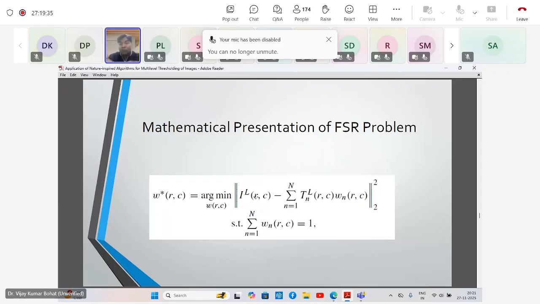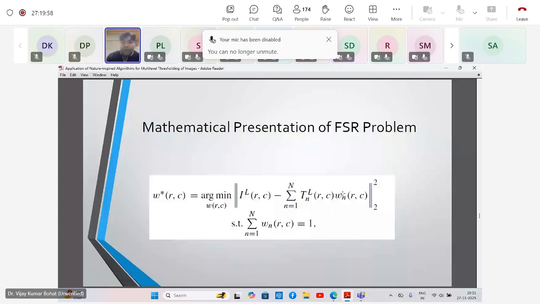So our job is to find the weights in such a way that with the help of all training images, we are able to create the input low resolution image. The constraint is that the summation of all the weights is equal to 1, because we have to create only one image. So the summation of all the weights is equal to 1.